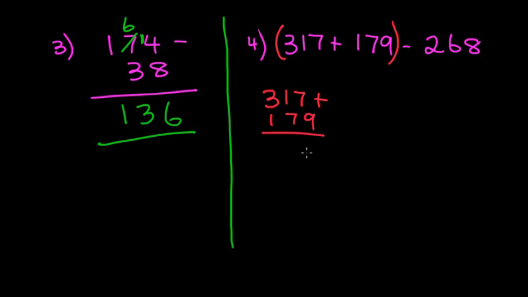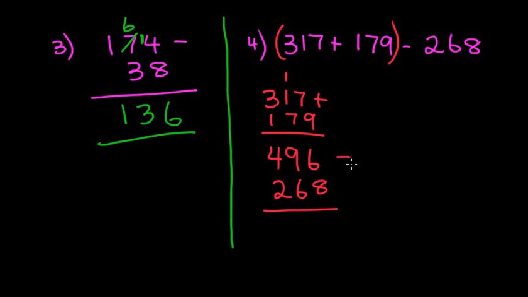Well, 9 plus 7 makes 16, carry the 1. 7, 8, then the 9. 3 and 1 is 4. Now I've got my 496. Now I'm going to take away my 268. And so that's my last step. So now I'm going to be doing this.